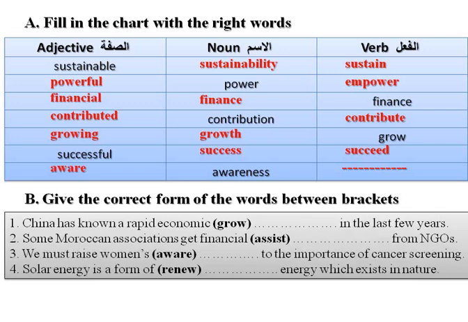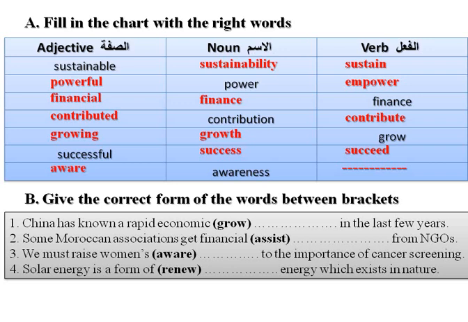Okay, before we read this exercise, we shall focus on some very important elements. I'm going to try to find the keywords. So what are the keywords? China has known a rapid economic growth in the last few years. Some American associations get financial assets from NGOs, non-governmental organizations. Number 3, we must raise women's aware to the importance of cancer screening. Last one, number 4, solar energy is a form of renewable energy which exists in nature.